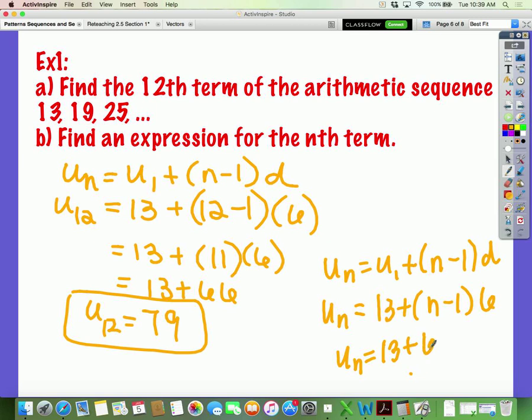So I have u sub n equals 13 plus, what do you think I want to do? Distribute. So I have 6n minus 6. Am I done? No. What do I have to do? Simplify. So my answer is going to be 6n plus 7. And that is the expression for the nth term.